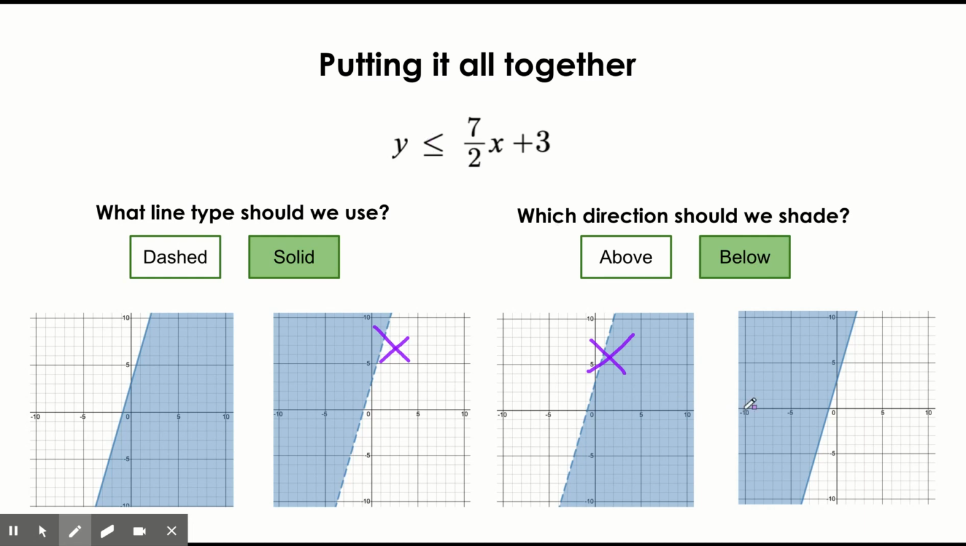And again, it can be hard to tell because this line's fairly steep. But if I go ahead and start at any point on my line, I need to go below. So I'll draw my arrow down. This one is shaded on that downward side, whereas to point to my shaded region here, I'd have to point upward from the line. And so this graph has been shaded above, and that's no good. So this is our answer right here.